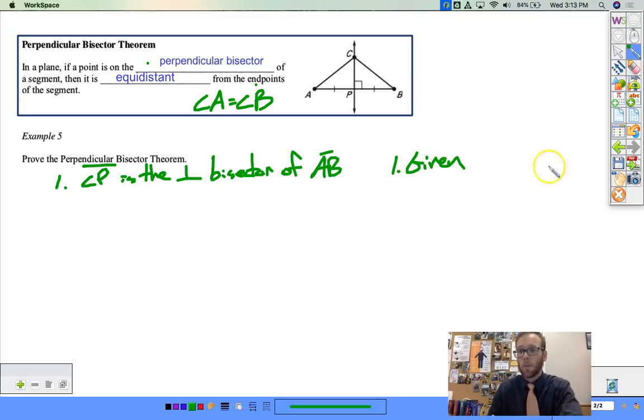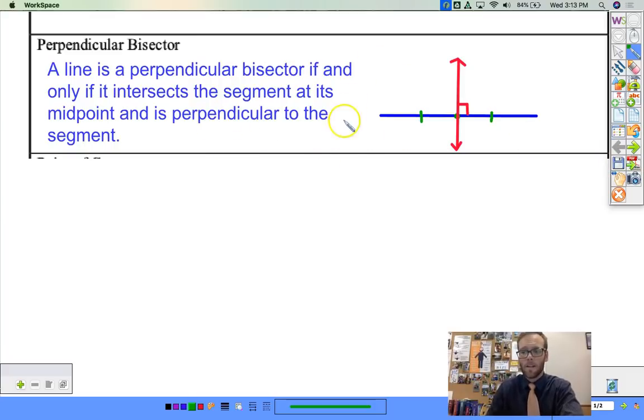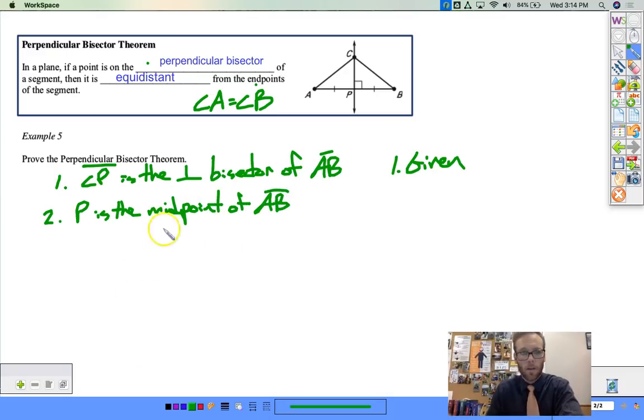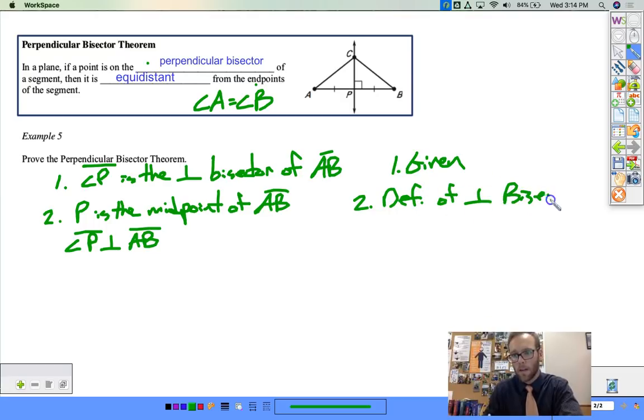So what does it mean to be the perpendicular bisector? We just wrote that definition right at the beginning of this video. It's a perpendicular bisector if and only if it intersects a segment at its midpoint and is perpendicular to the segment. So if it's a perpendicular bisector, we know P is the midpoint of AB. And what else do we know? CP is perpendicular to AB. Those are both off the definition of perpendicular bisector.